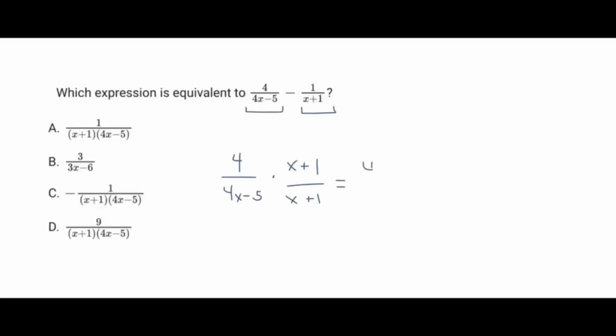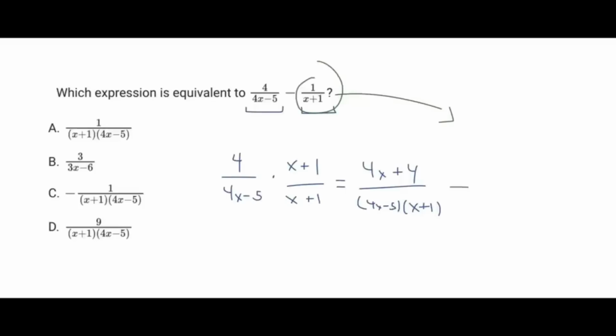And so here we'll get 4x plus 4 over 4x minus 5 times x plus 1. And now we'll want to do the same thing to the other side. So here we have this term right here, 1 over x plus 1. We're going to be multiplying this by 4x minus 5 over 4x minus 5.